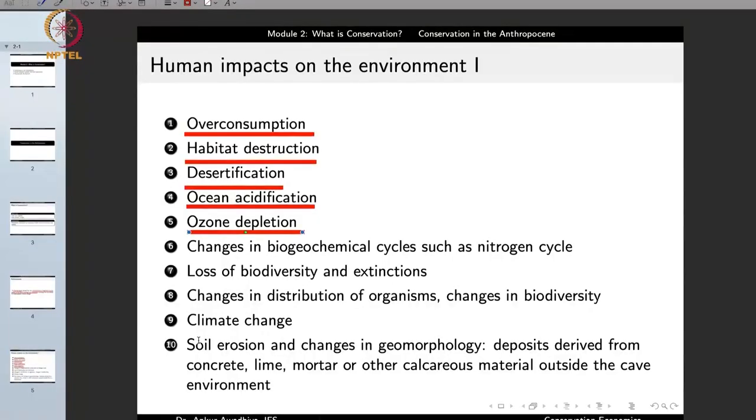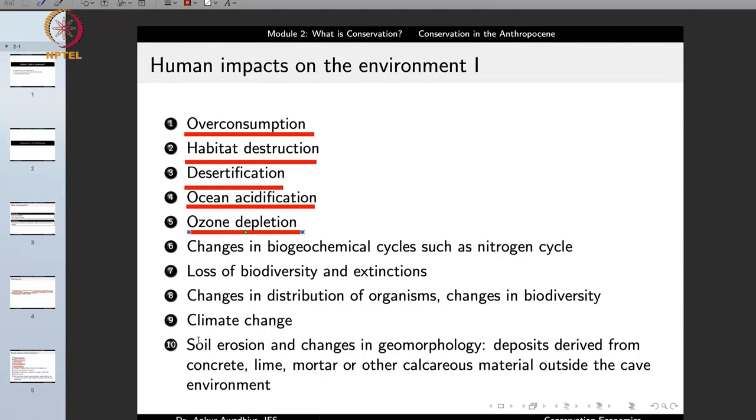Now once that happens, ozone is something that protects all life on Earth from the UV rays of the sun, from the ultraviolet rays of the sun. So when the ozone layer thins or collapses, more and more of the UV rays from the sun are able to reach the Earth. And these UV rays can have negative impacts on a number of organisms. So for instance, they can lead to skin burns. They can even lead to some forms of cancers. They can increase the rate of formation of cataracts in the eyes of different organisms. So ozone depletion is another big human impact that we are seeing in the Anthropocene.